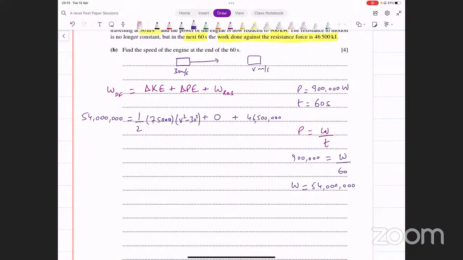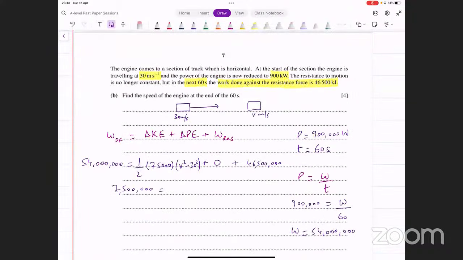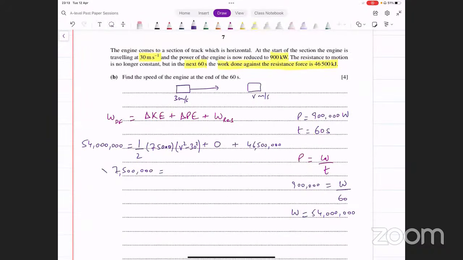54 million minus 46.5 million. That is 7.5 million. So on the left side, I've got 7,500,000. Zeros का बहुत ध्यान रखना है. 75,000 over 2. What's that? इसको भी जाके वहीं पे divide कर देते हैं. In fact, और multiply कर देते हैं. Let's see what we get from that. Into 2 divided by 75,000. So I've got V square minus 30 square on this side. Okay.